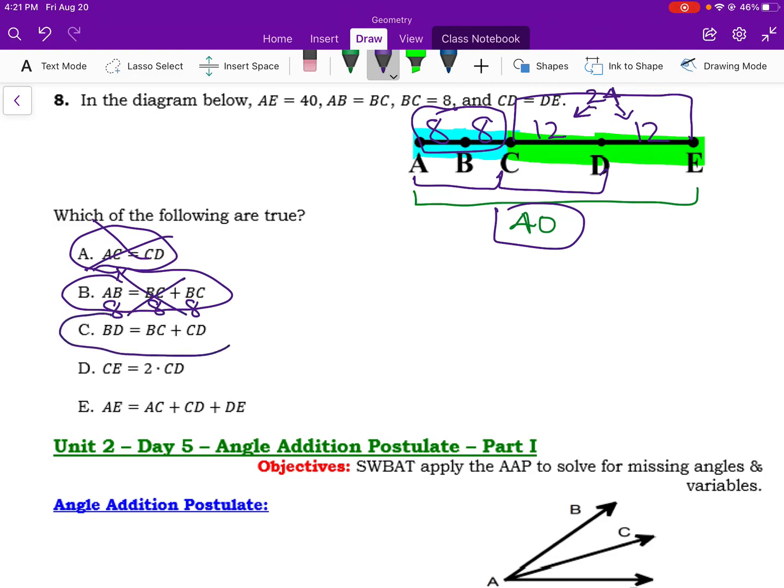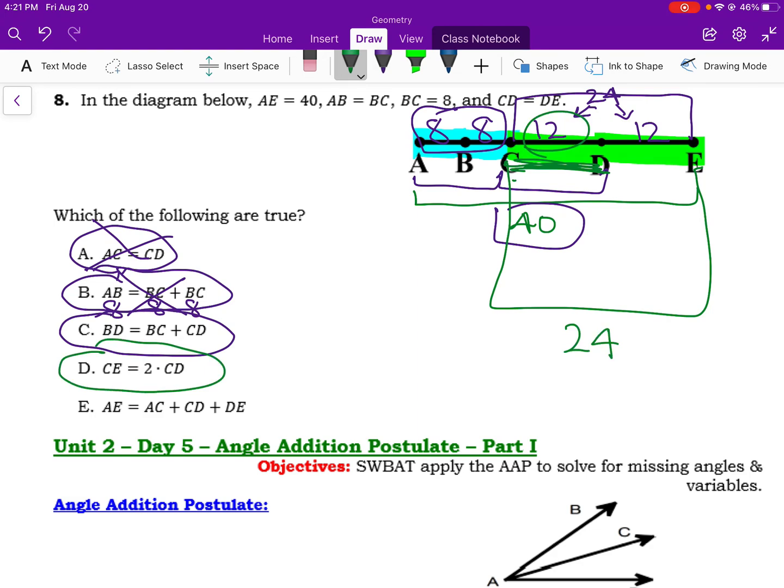How about, is BD equal to BC plus CD? Yes, according to our segment addition postulate, BC and CD are the two components that make up BD. So yes, we would keep that one. And then they're saying, is CE, this full length here, from C to E, twice the measure of C to D? Yes, because C to E is 24. That is double 12. So this is also correct.